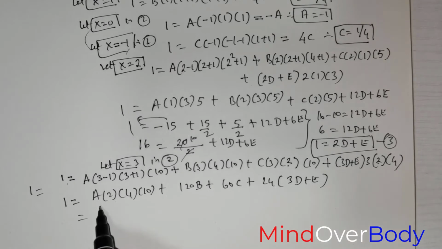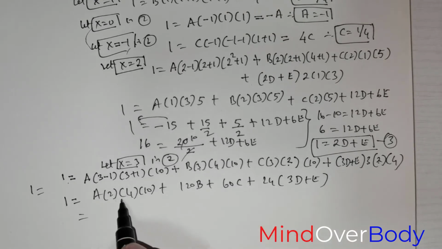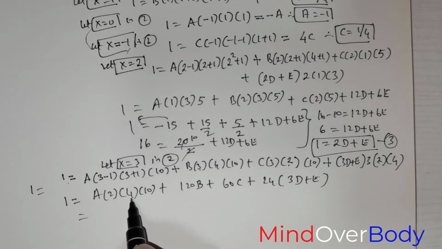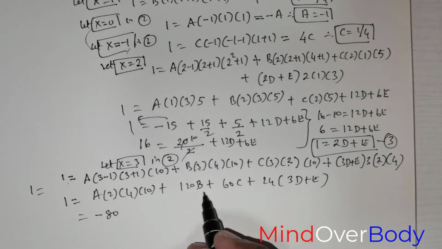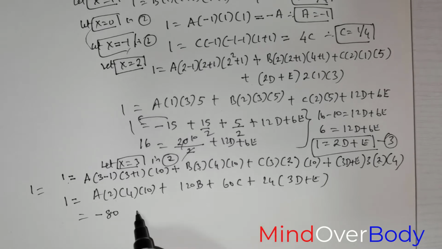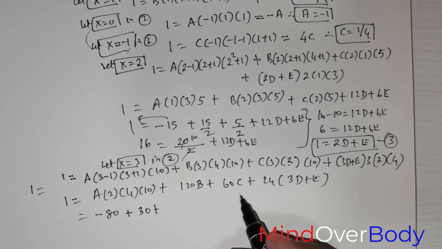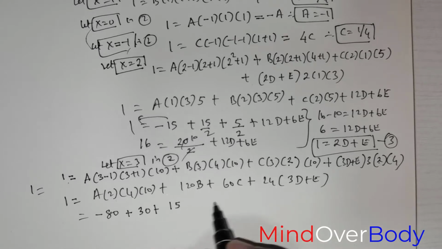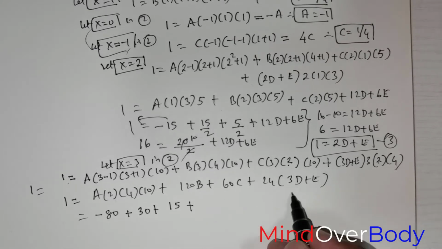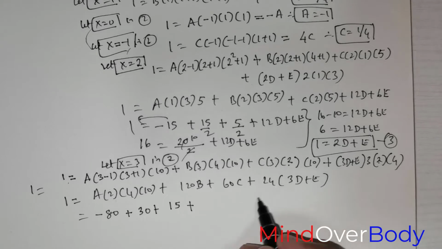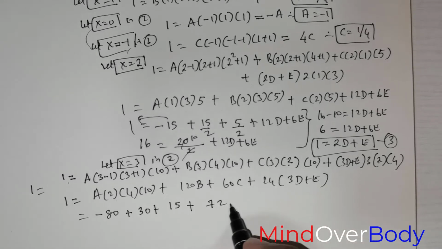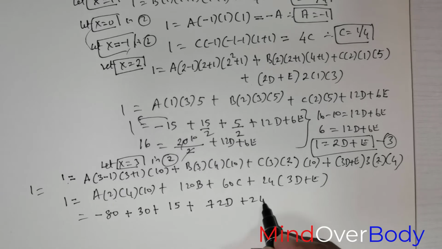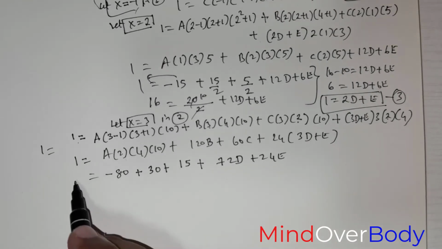So a is -1, right? So if I have to substitute here, 4 times or 2 times 4, 8, 8 times 10, 80, -80, and b is 1 over 4, and this would give me 30, and c is 1 over 4, and this would give me 15, and positive 24 times 3, so 3 4s are 12, 1 3 2 are 6, 72d positive 24e. This is what I've got. I got a 1 here.